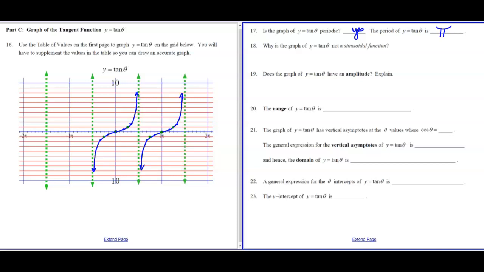Why is the graph of tan theta not a sinusoidal function? Well, does it look like a wave? That's really what we did. It is periodic, but it's not sinusoidal because it's not a wave. It doesn't go up and come back down again. So it doesn't have a wave pattern.